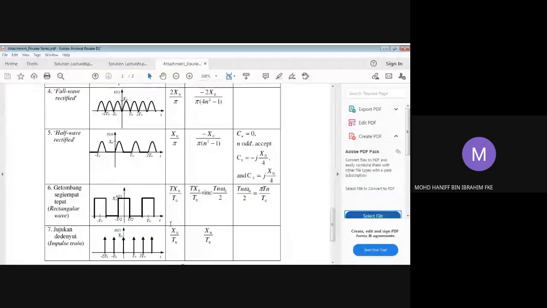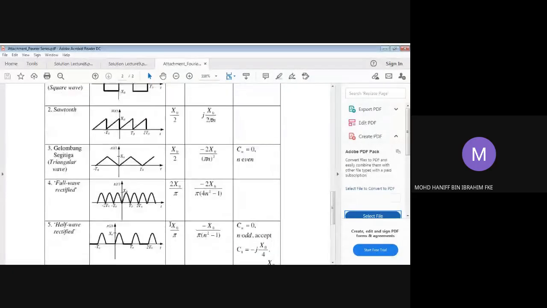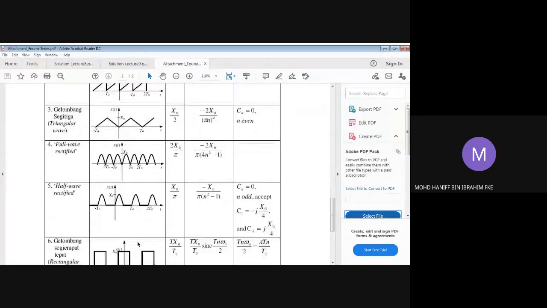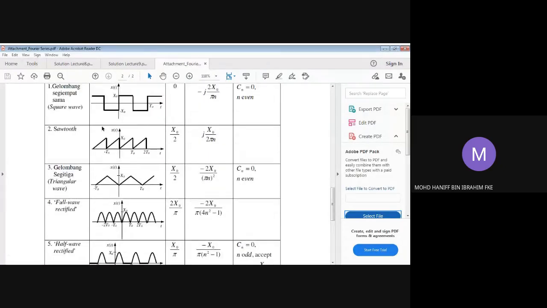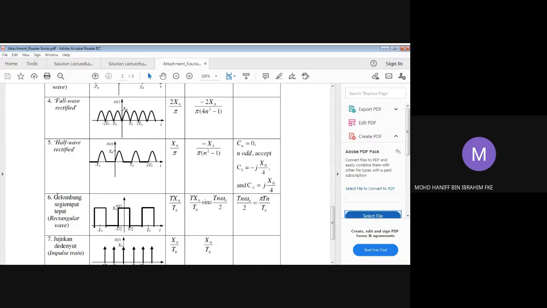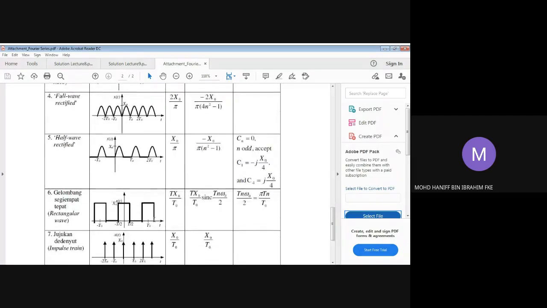We compare the first and the sixth signals here. The square wave does have the positive and the negative amplitude. For this sixth wave, it only has a value from 0 to positive. So if we compare the example that we have here, does it mimic the first or the sixth wave there?